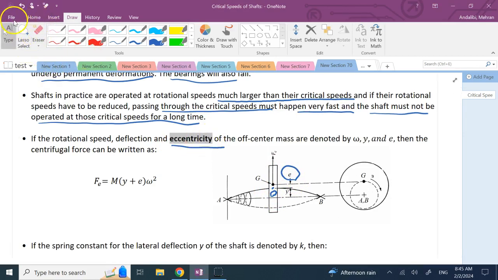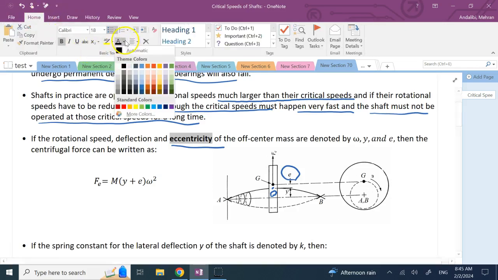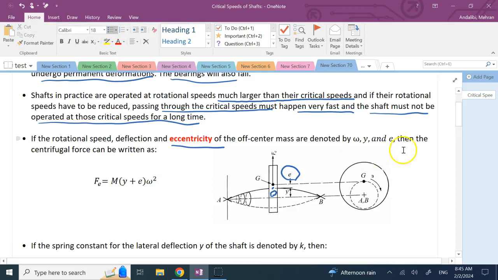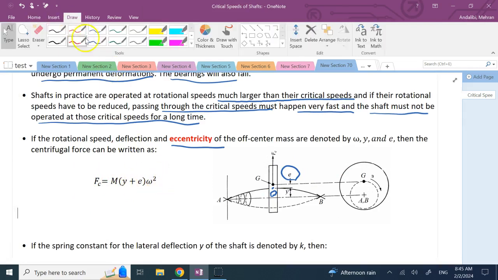This eccentricity is very important. The bigger it is, the bigger the centrifugal force of the disc is going to be, and the bigger the deflections you're going to have. So in here, this centrifugal force, if you show it by Fc, is equal to m times (y plus e) times omega squared. Now, what is that?